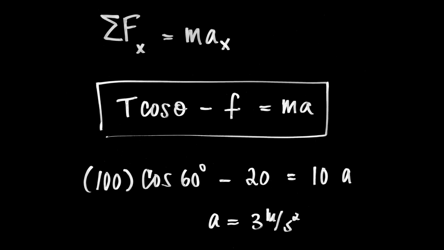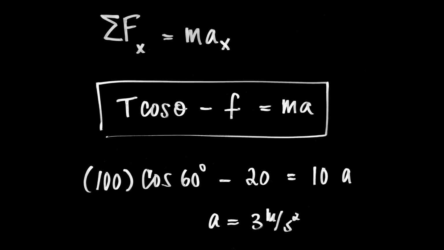This is the equation of motion along the horizontal direction. It describes the behavior of the crate for any state of motion: at rest, constant velocity, positive acceleration, negative acceleration. This is the equation that solves for all motion. What I would like to do is find out, under these conditions where the mass of the crate is 10 kilograms, the tension in the rope is 100 newtons, the friction force is known to be 20 newtons, and the angle is 60 degrees, what is the acceleration of the crate?